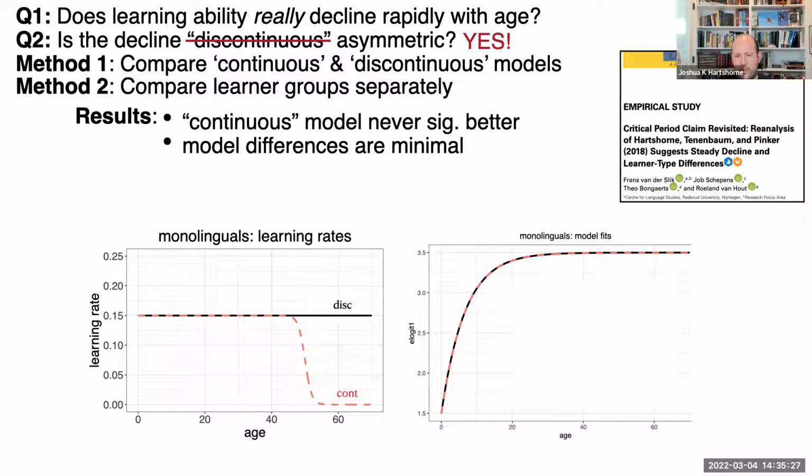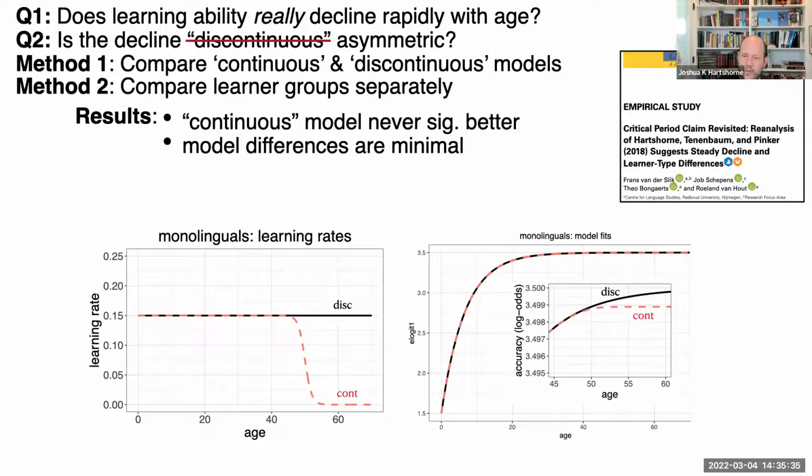If you actually look at the fit, what it says about the learning curves, these two models actually have a slight difference. If you zoom in a lot, pay attention to the y-axis there, you can see the discontinuous model predicts that learners, monolinguals, hit an ever so slightly higher ceiling, but that's the difference. And you really have to zoom in to see it.